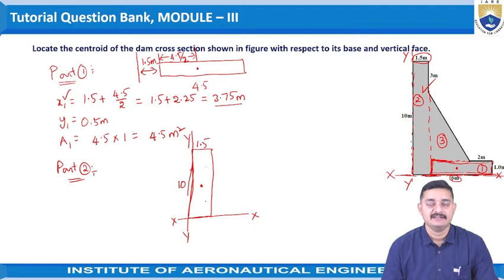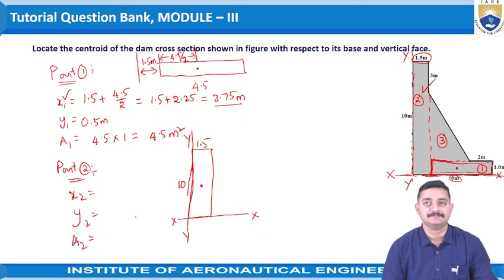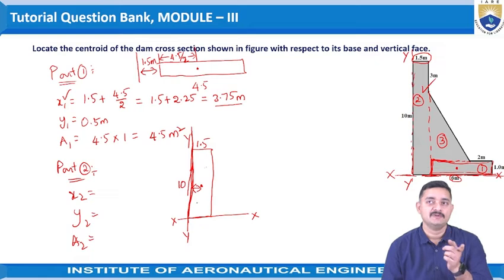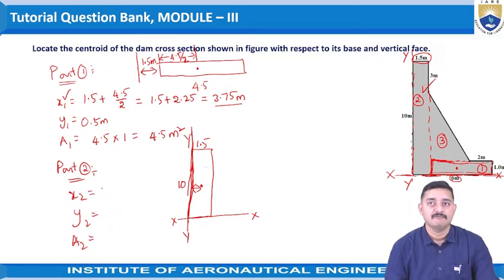Now, for identifying x2, y2 and a2: x2 is the distance of the centroid of this rectangle from the reference y-axis. As the y-axis is passing through the left portion of this rectangle, directly we can take the distance here. So how much would that distance be? That would be 1.5 by 2, so that gives 0.75 meters.